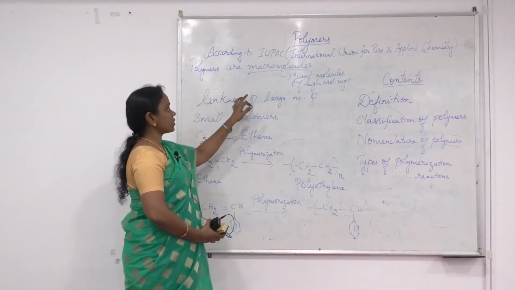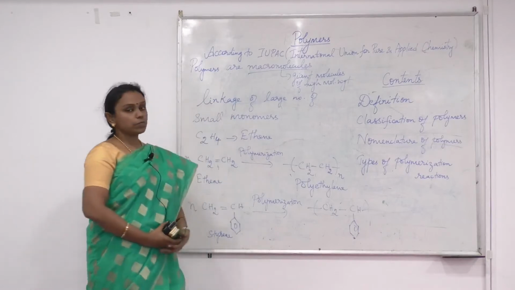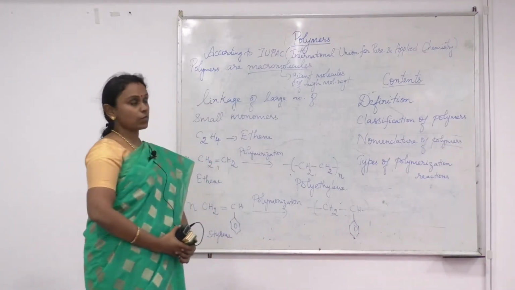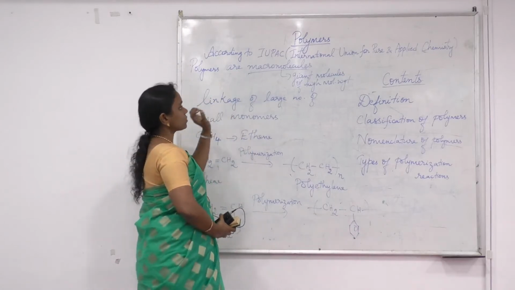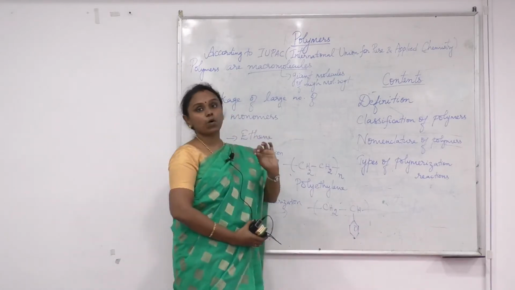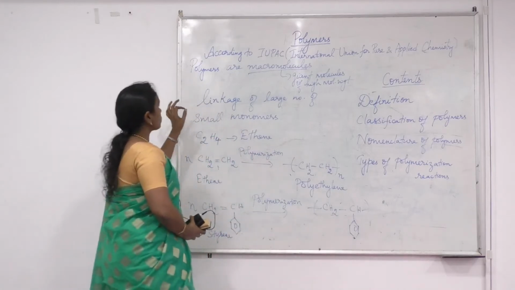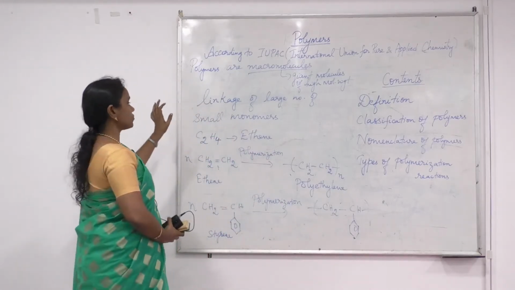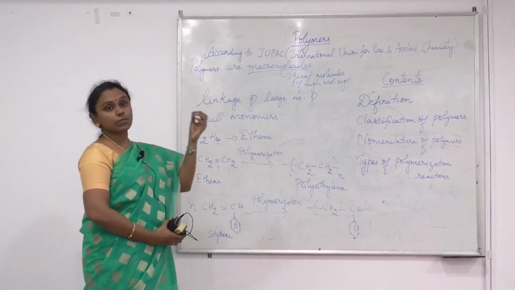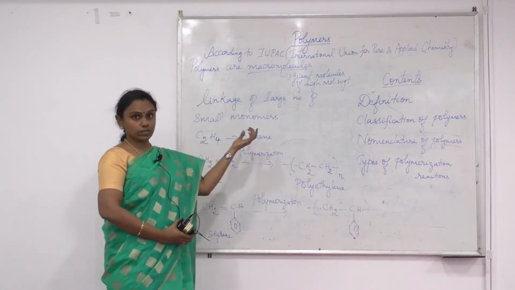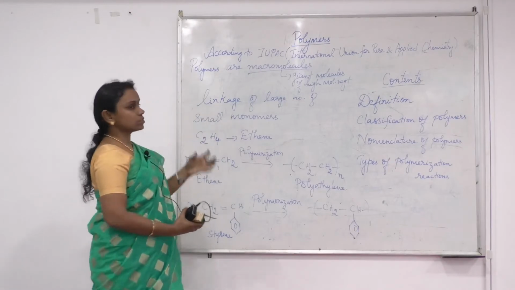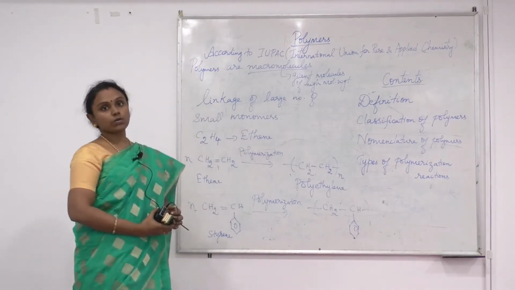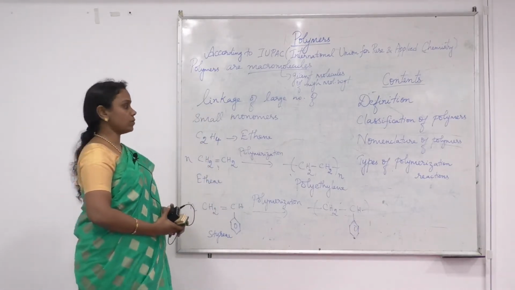Polymers are macromolecules. According to IUPAC, that is International Union for Pure and Applied Chemistry, polymers are macromolecules. Macromolecules means giant molecules of high molecular weight. So, how are these polymers formed? Polymers are formed by linking together a large number of small molecules known as monomers. So, monomers are the small molecules which, when combined together, form a large molecule, a macromolecule called polymer.